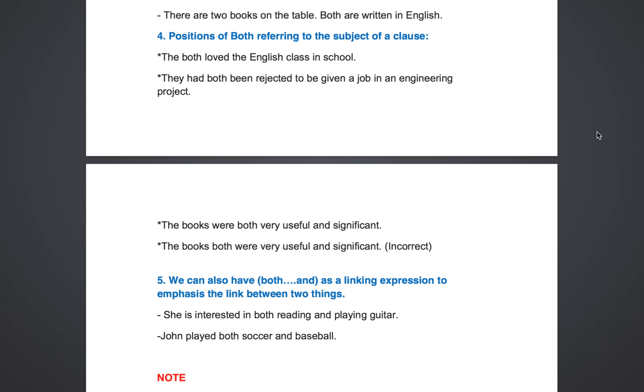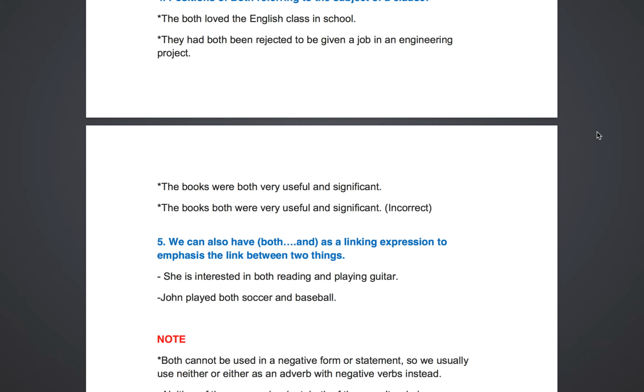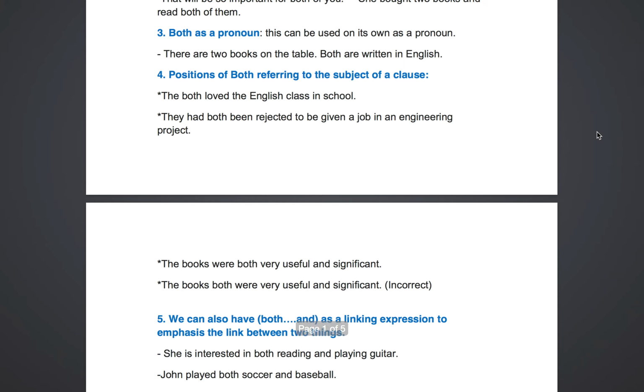Here is the subject of a sentence, they both. You can use any noun or subject instead of both here. They had both been rejected to be given a job in an engineering project. Here are some different uses depending on the verb we have. So the first one, we have a simple verb, so you have to use both as a subject before the verb. But here we have the main subject of a sentence, and when you use both, that could come after the first verb we have, because here is the compound verb had been rejected.